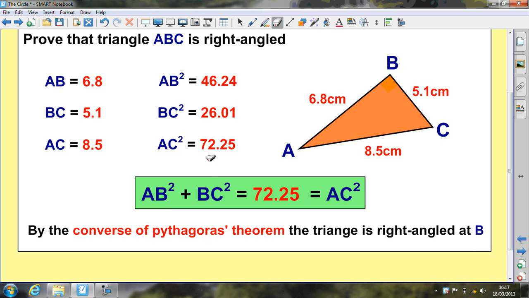If you did this calculation and AB squared plus BC squared didn't come to 72.25, you would say by the converse of Pythagoras' theorem, the triangle is not right angled.